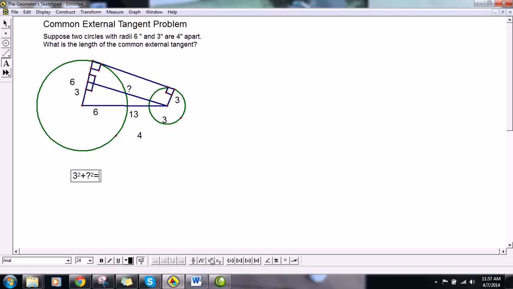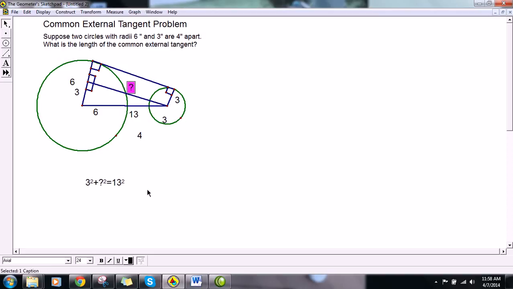Equals, by the Pythagorean theorem, the hypotenuse squared. Now the hypotenuse is 13, so 13 squared. So based on this right triangle that I created, I can solve for that leg by using the Pythagorean theorem. And this leg here is the same as the length of the common external tangent, because that's a rectangle. Those two are the same.